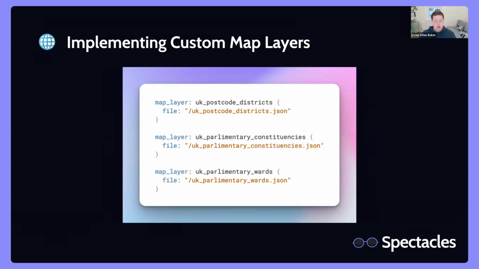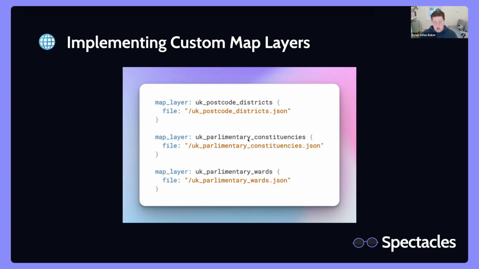But at its core, what you do in Looker to generate these custom map layers is, in a model file, you will have a key called map layer. You will give it a name, and then at the very least, you will point it to a file or a URL. So we talked about postcode districts earlier, but we've also got UK parliamentary constituencies or parliamentary wards.